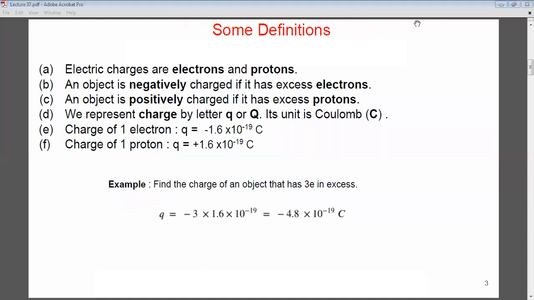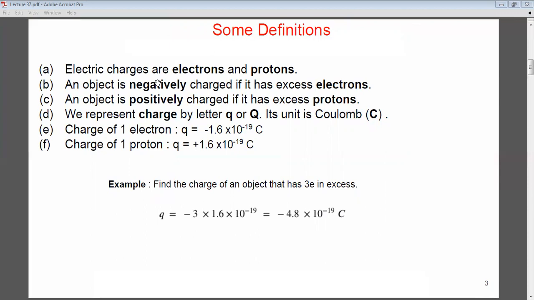Okay. Now some definitions. Electric charges are electrons and protons. Okay, so we either have an electron or we have a proton. These are called electric charges. We say an object is negatively charged if it has excess electrons. An object is positively charged if it has excess protons.